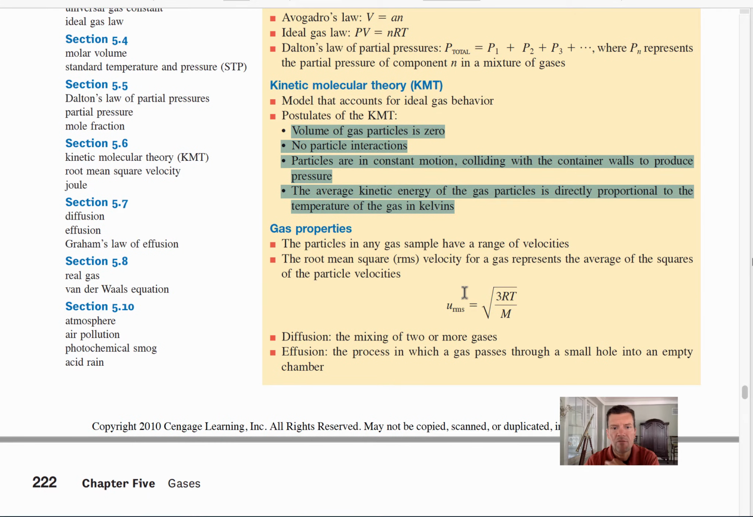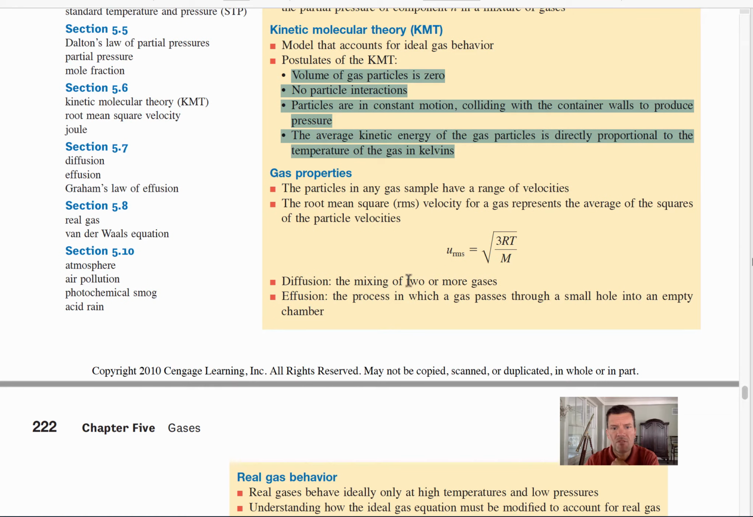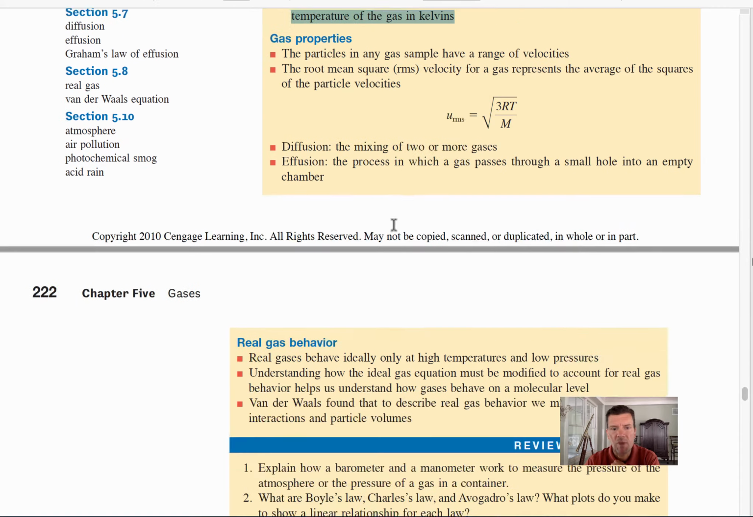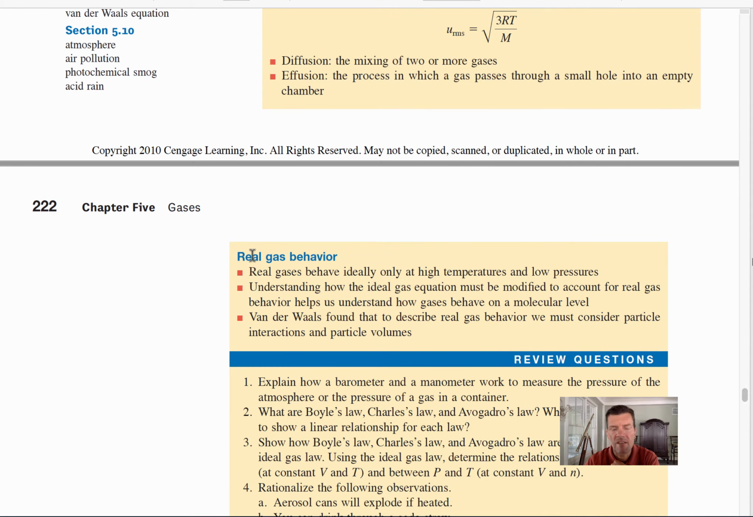So as you move down through the chapter, after you get through diffusion and some of the gas properties here, it'll talk about real gas. Real gas behavior is telling you there's a distinction between the theory of the ideal gas law and what real gas behavior is like. So make sure you're aware of that.